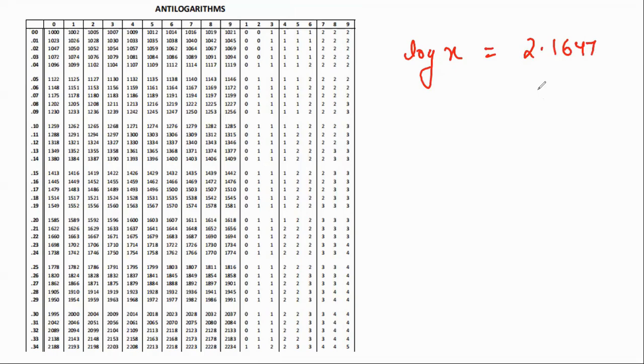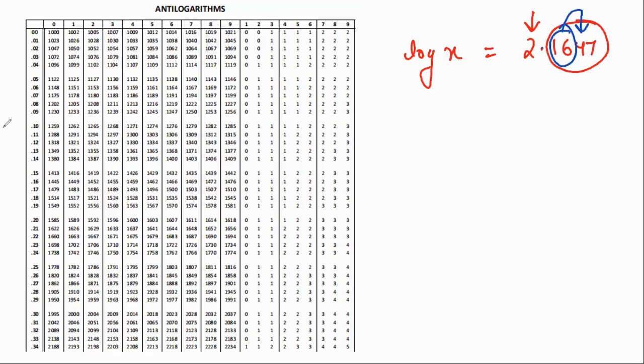Now, how to use the antilog table? When we use the antilog table, we will not touch the value which is on the left side of the decimal. We always use the right side of the decimal. That is called the mantissa. So we have to see 16, fourth column, that is 0.16, fourth column.